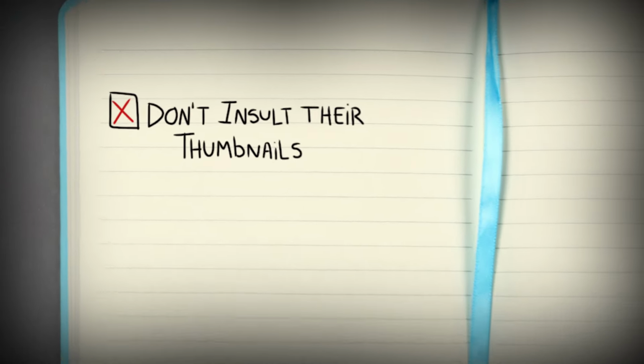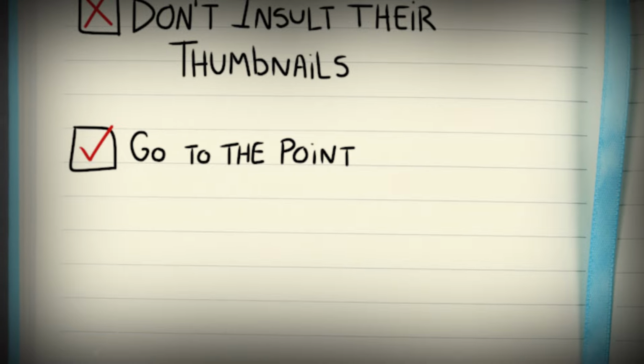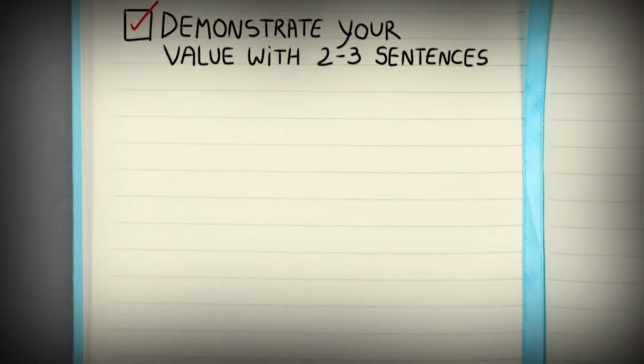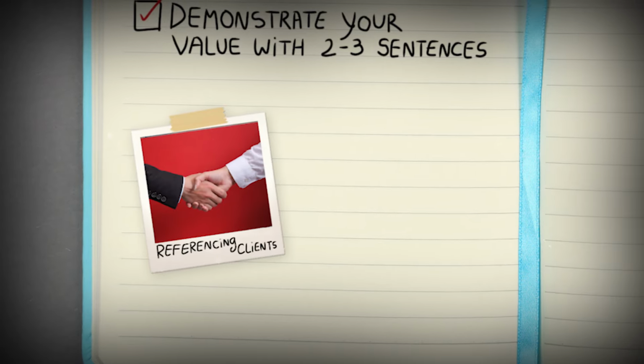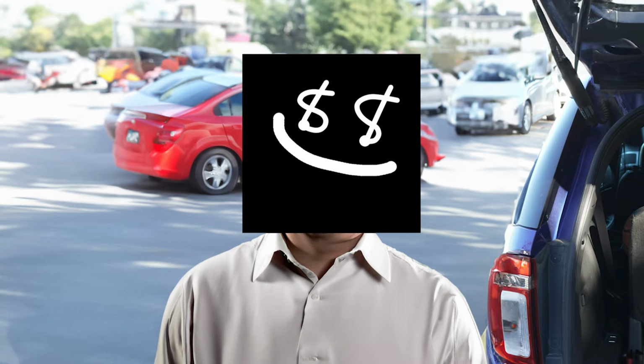First, don't insult them by saying that their thumbnails could be improved. Next, cut out the backstory and yapping. Start with 2 to 3 sentences that demonstrate your value in a quantifiable way, which might include referencing clients you have worked with or high-performing videos that you've worked on. And then offer to make them a thumbnail for free.